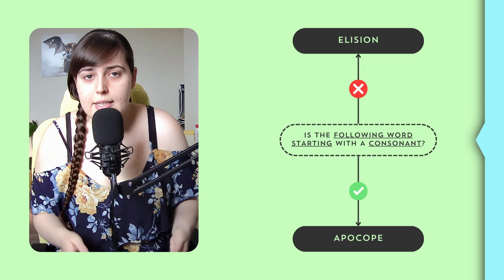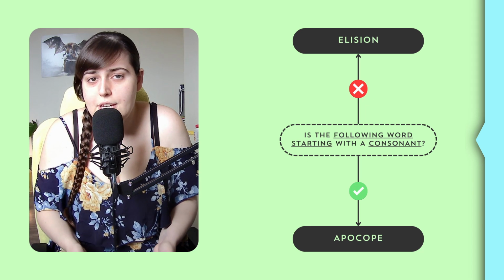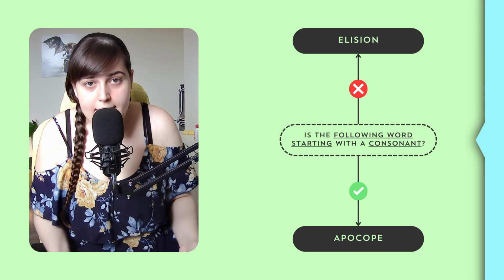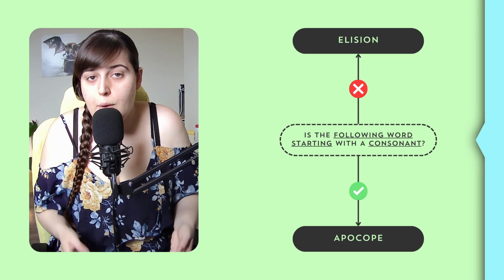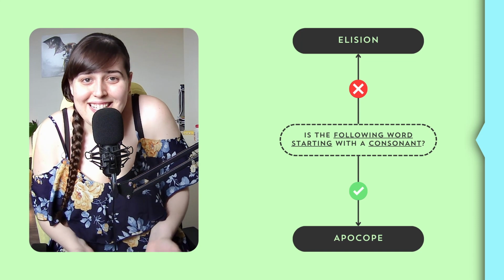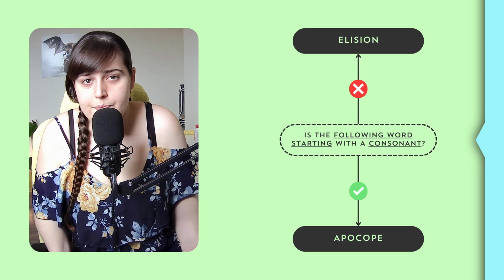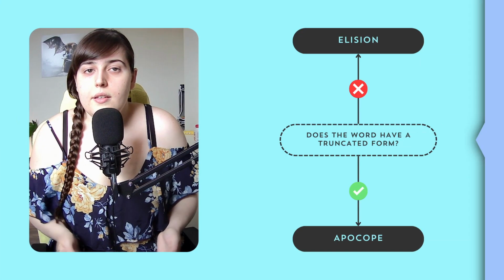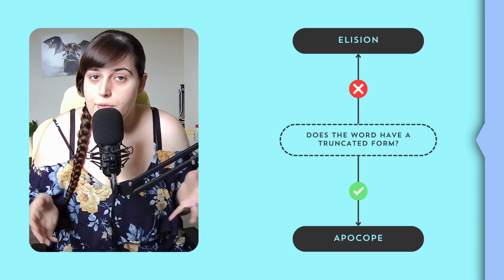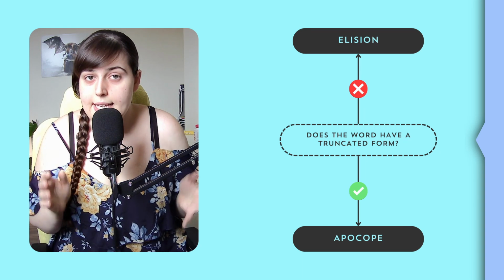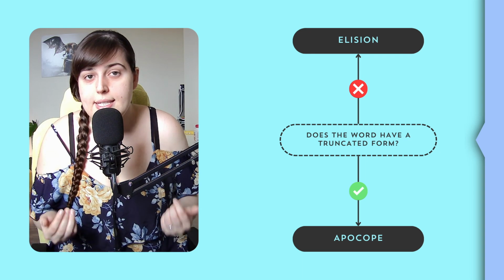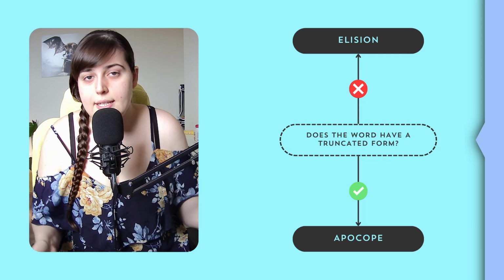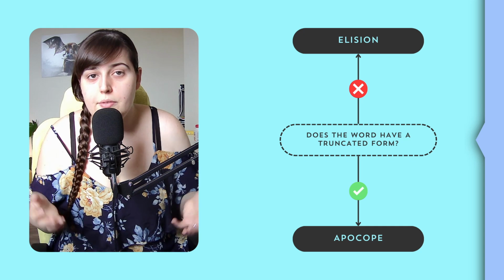But Silvia, then why do we have truncation like qual è, where only a vowel is suppressed and the following word begins with a vowel too? How can I tell that's an apocope and not an elision? Good question. This leads to our fourth and final trick. Does the word have a truncated form? If the answer is yes, then we have once again an apocope. But if the answer is no, then it's an elision, and we can finally put our beloved apostrophe in its rightful place.